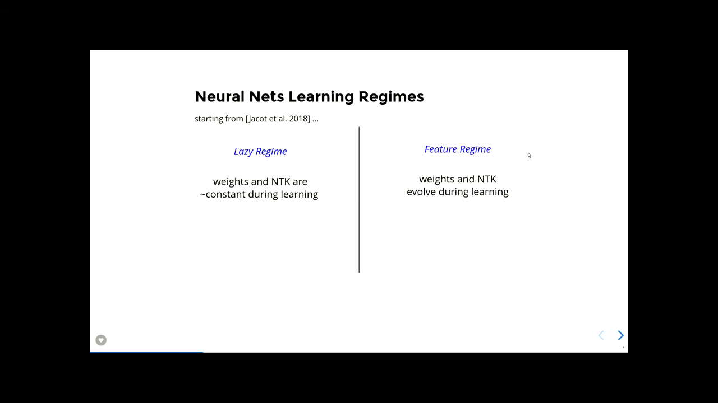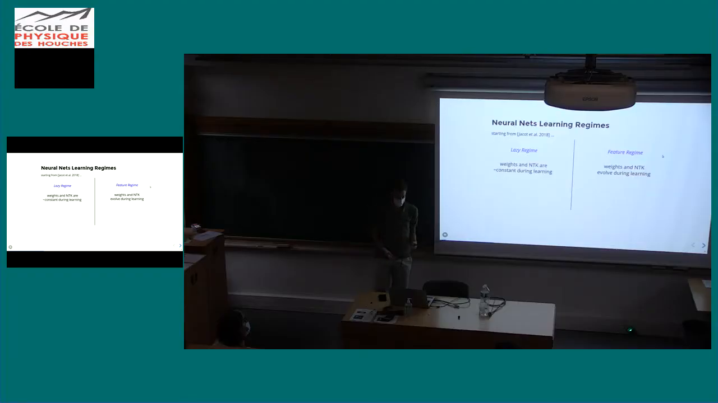So what I want to do here instead is to bring the discussion about the two different learning regimes, the layer regime and the feature regime, into this context. And you already heard much about these two regimes in the lecture by Mathieu. So I just want to focus on one specific aspect here, which is the fact that the weights at the NTK, in one case, are constant during learning, and in the other case, they evolve.